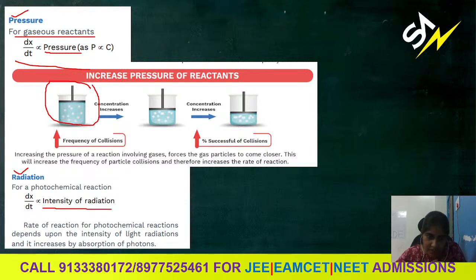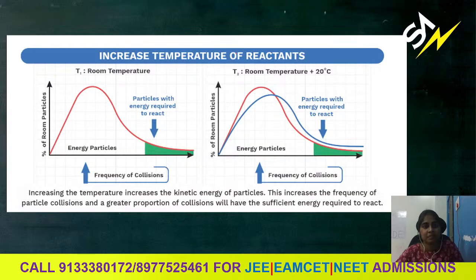The rate of reaction for photochemical reactions depends upon the intensity of light radiations which we give. That is why they are called photochemical reactions, which means they involve light radiations, and it increases the absorption of photons. So remember this, the rate of reaction is directly proportional to the intensity of radiation.